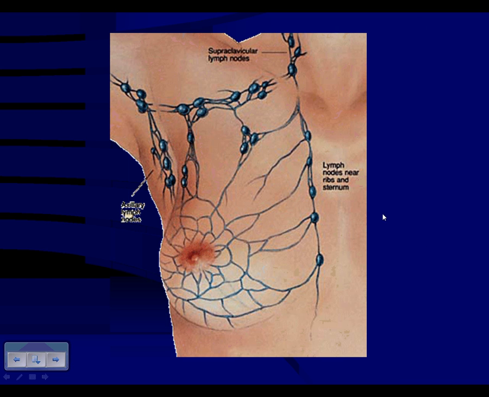Here's an example of all the different lymph nodes that can drain the breast. The blue represents all the different lymphatic channels that are normally seen throughout the breast tissue. You've got your internal mammary chain here, as I mentioned, the one that curves along the parasternal border. Higher up are some supraclavicular lymph nodes. And then over here are your axillary lymph nodes.